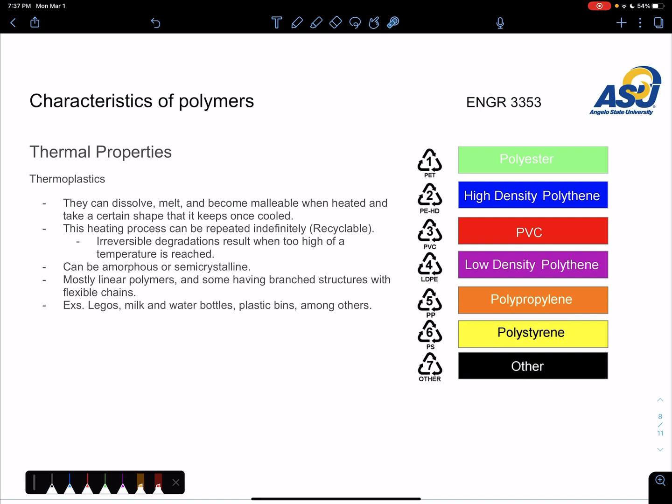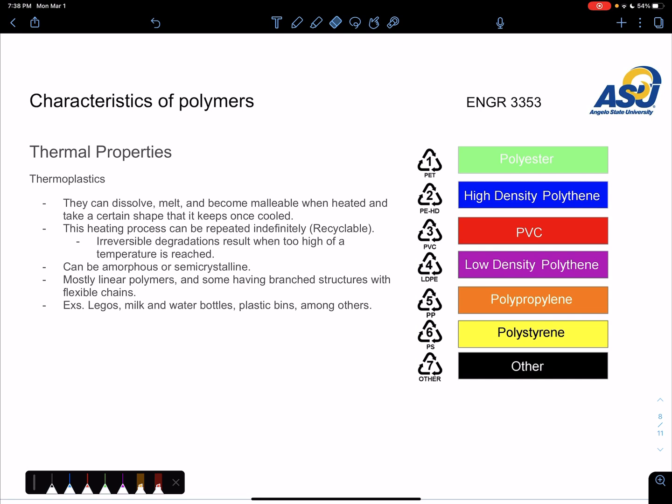It can be amorphous or semicrystalline, so it can have a partial crystalline structure, or it can have no crystalline structure. It's mostly linear polymers, and there are some branched structures with flexible chains. Some examples of this would be Legos, milk and water bottles, plastic bins, and a lot of household plastics.